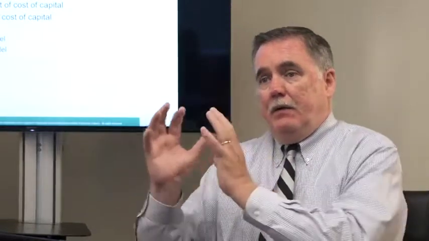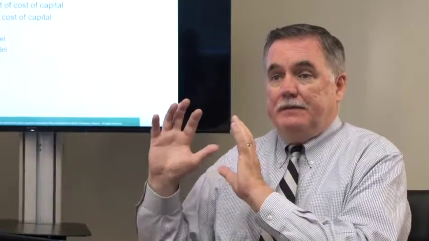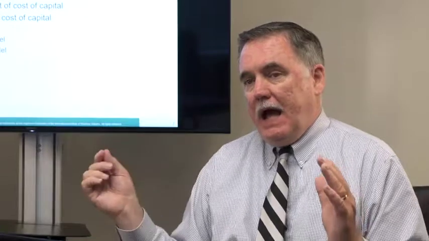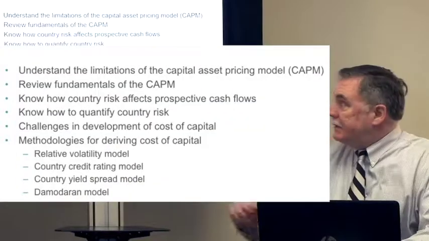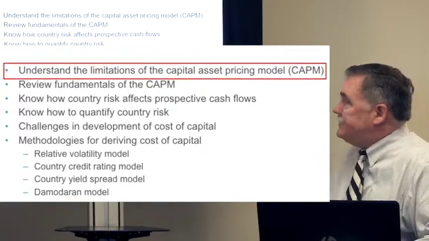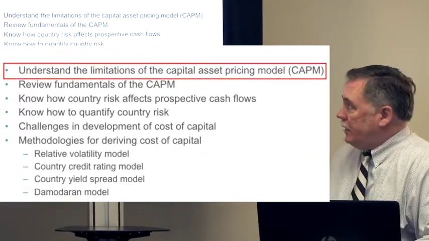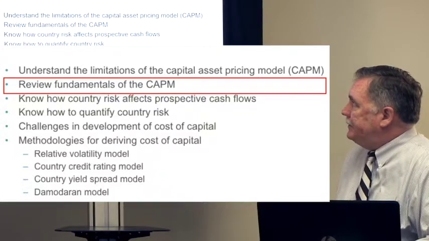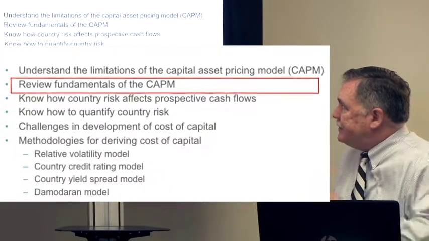But in a country credit rating model or the relative volatility model, et cetera, what these models are going to do is take that calculation and somehow form a way of isolating country risk and adding that country risk to that capital asset pricing model. So the objectives of this course are to understand the limitations of the capital asset pricing model. We'll talk about those. Review the fundamentals of the CAPM to make sure we're all on the same page as to what the CAPM does, what it represents.